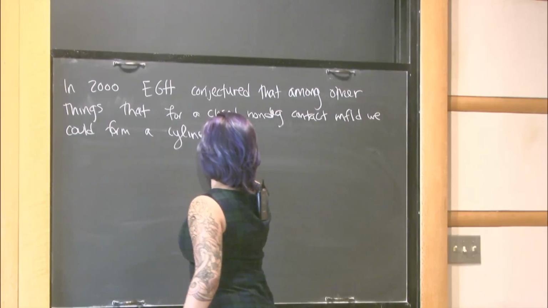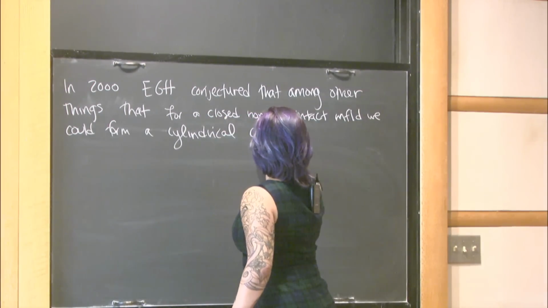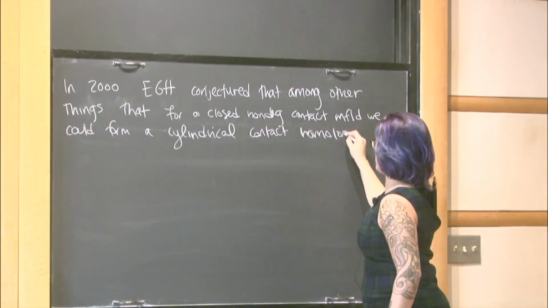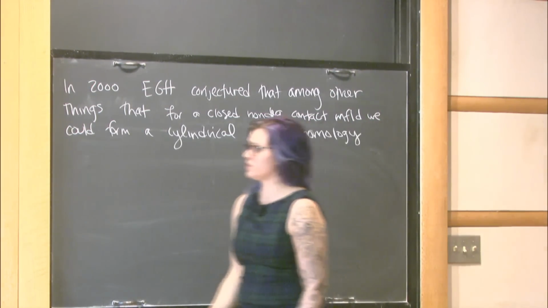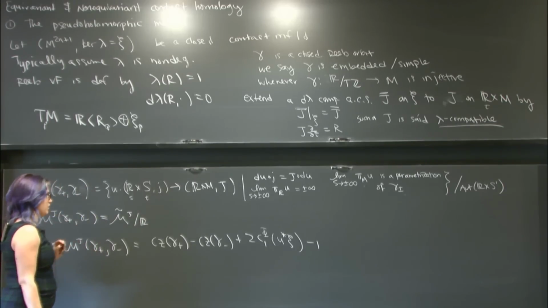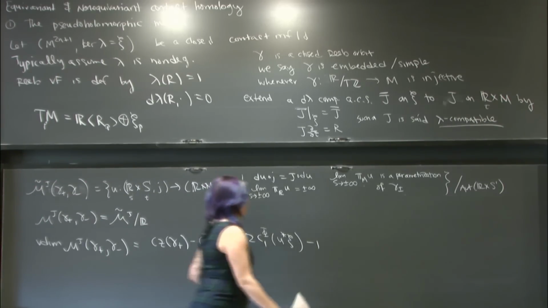And it was called cylindrical contact homology because our moduli space of pseudo-holomorphic curves consists of cylinders, whereas in full SFT, you usually look at genus 0 curves, but they have an arbitrary number of negative ends.